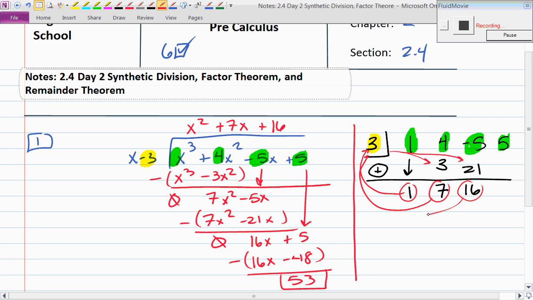Take 16. I'm going to multiply it by a 3 and put the answer right over there. What is 16 times 3? 48. Very good. And I'm going to add this up, and what do I get? 53. All right. Anybody notice anything? Yeah, check this out. There's a 53 there. There's a 53 there. Huh.